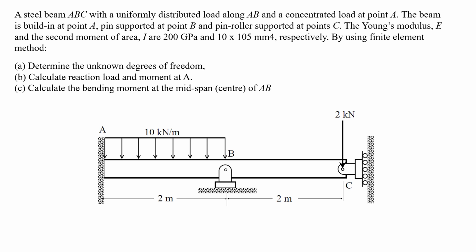The Young's modulus and the second moment of area are 200 gigapascal and 10 times 10 power 5 millimeter power 4 respectively. By using the finite element method, we would like to determine the unknown degrees of freedom, calculate the reaction load and the moment at A, and lastly calculate the bending moment at the midspan of AB.